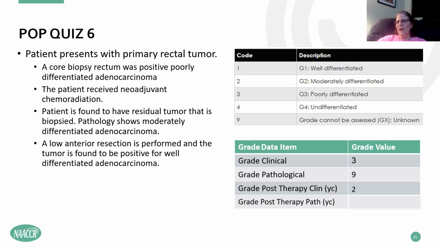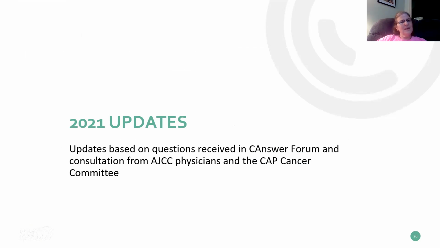Now remember, for YC and YP, you follow the same guidelines that you follow with clinical and pathological. If the clinical grade is higher than the pathological grade, you assign the clinical grade in the path grade field. So the same concept here. You have moderately differentiated from clinical. Your path is well differentiated, so you go with the clinical since it's higher. So with all that, what are some of the 2021 updates?